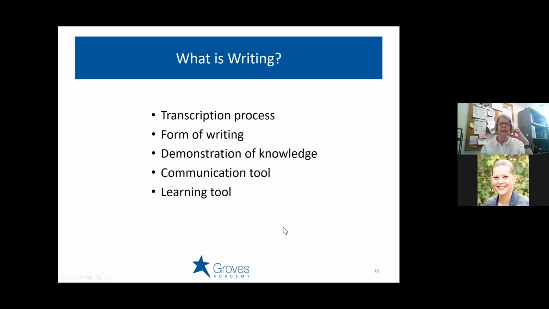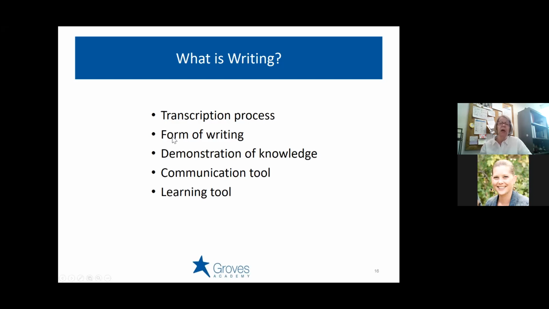So what is writing exactly? Well, first of all, it's a transcription process. It's a cultural tool that humans have developed to create a code for their oral language, basically. So we talk about reading as breaking the code, and writing is essentially being able to transcribe oral language into a code that people can read.